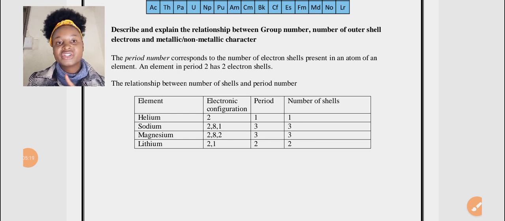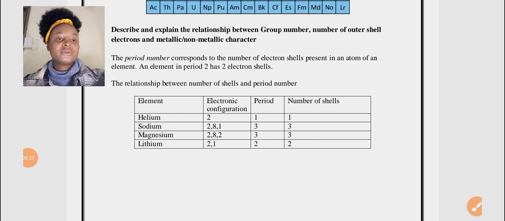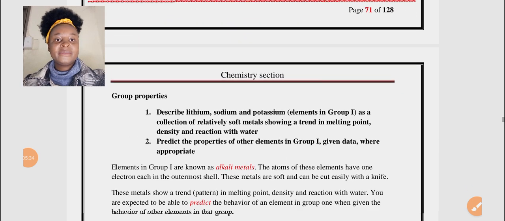Can you see the relationship now? The period that you are in determines how many shells you have. If you are in period 1, it means you have 1 shell. Period 2, you have got 2 shells. Period 3, you have got 3 shells. Period 4, 4 shells, going down like that, right?